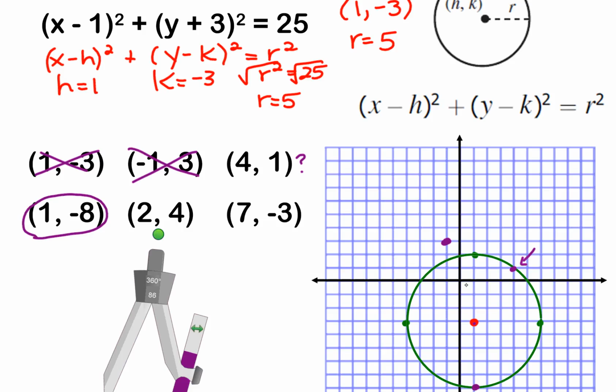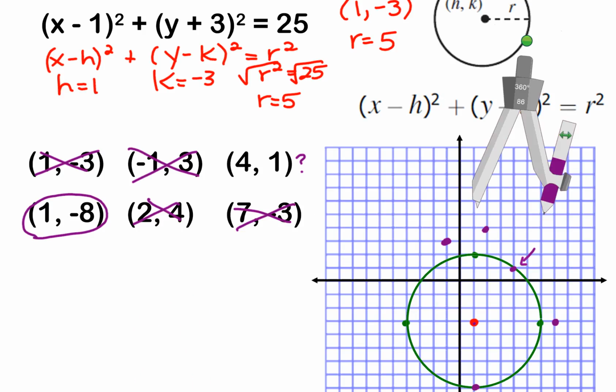I'll look at (2, 4). That is certainly outside of my circle. And I'll look at (7, -3), and that's certainly outside of my circle. So I put a question mark down next to (4, 1), because it appears that it could be on my circle, but I want to double check.